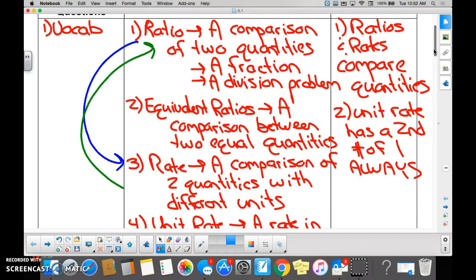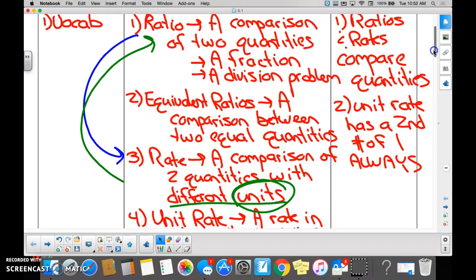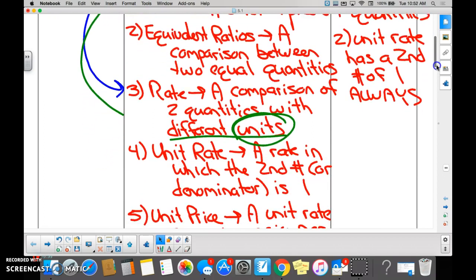Sometimes, right? Okay, so a ratio could have two quantities that are the same type of quantities being compared. Rates have to have two different units. Another word for units is what? Labels. Everyone say labels. Units and labels are the same thing. Unit rate and unit price always have what as their denominator? 1.